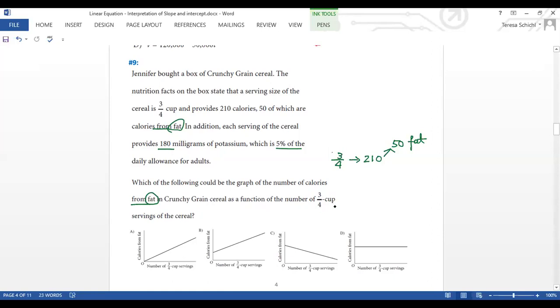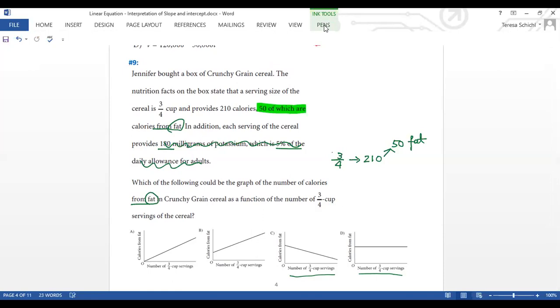In here we said every serving, right? If you take a look at the x-axis, it's the number of 3/4 cup servings, and every serving is 3/4 a cup. So don't get confused by that. Out of this 210, I have 50 fat. That means every serving has 50, correct? And we don't know anything about the potassium, so don't let this information confuse you.